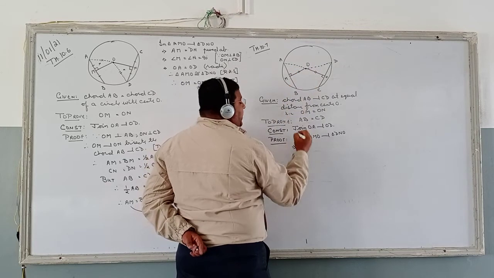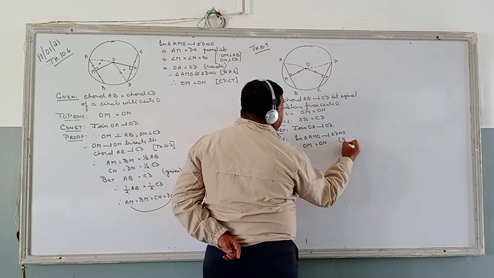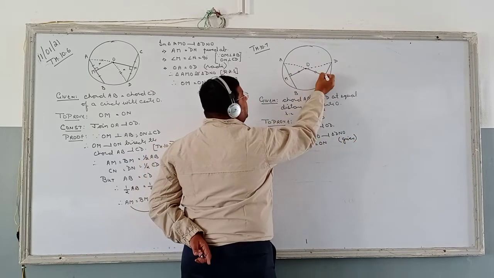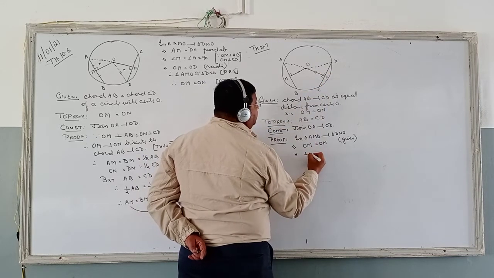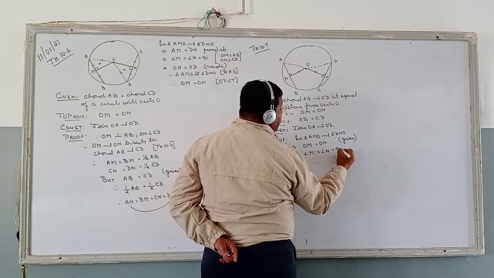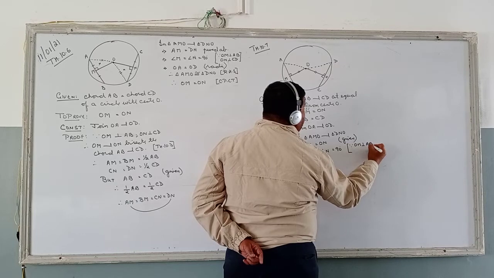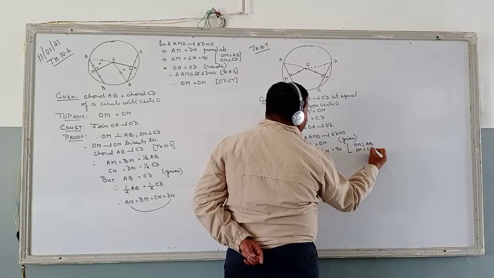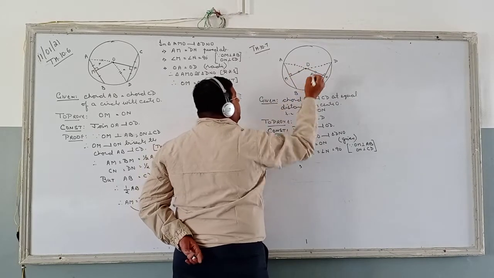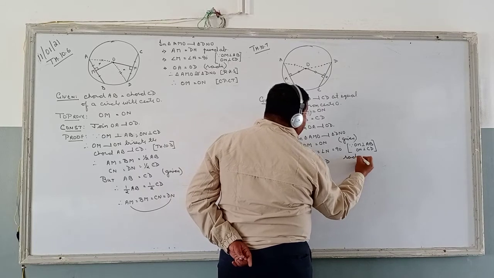Is OM equal to ON? Given to us in the question that it is equal. Then are the angles 90? So this angle is also 90. Angle M equals angle N equals 90. Write down the reason: because OM is perpendicular to AB and ON is perpendicular to CD. And lastly, is this side also equal? OA equals OD, that is the radii of the circle.